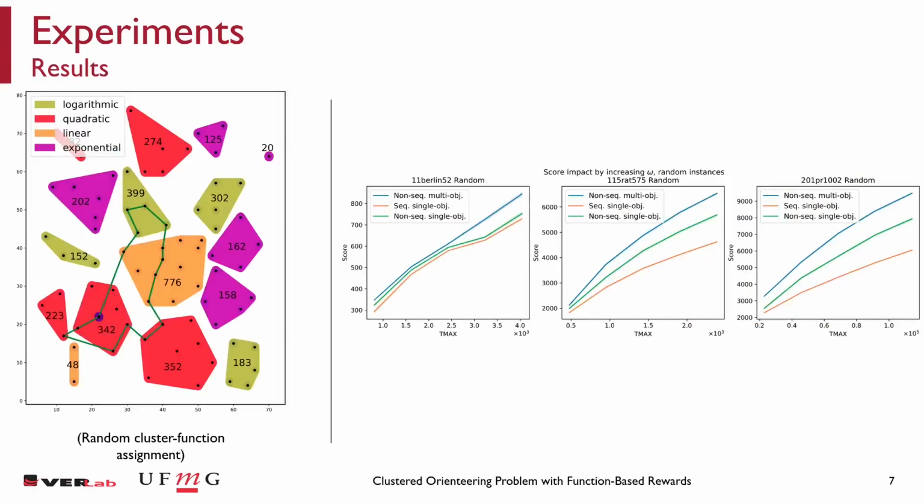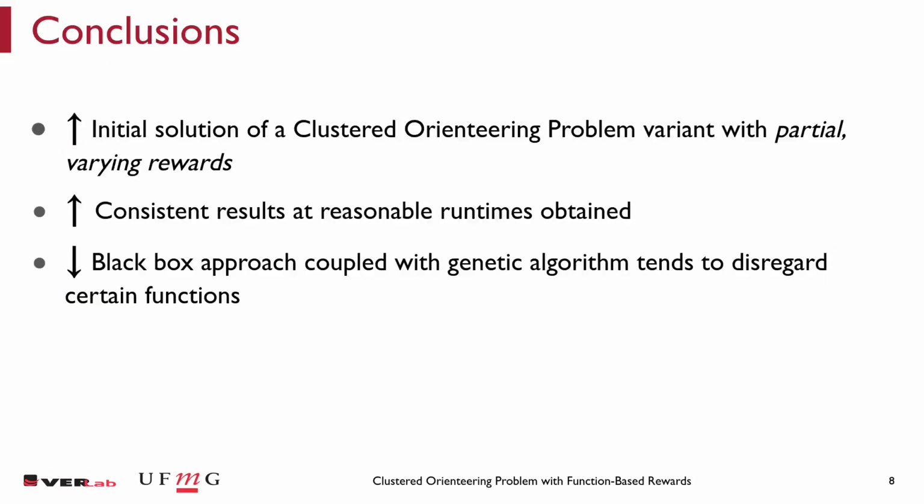So here's some results. On the left, we have an instance in which clusters were assigned a random function. And on the right, we have the comparison between our proposed method and other methodologies, as we explained. And we concluded that our chosen methodology was better in small, medium, and large instances. In conclusion, we propose an initial solution to this new clustered orienteering problem variant with consistent results at reasonable runtimes. However, the black box approach, coupled with the genetic algorithm greediness, tended to disregard certain functions, such as the exponential function.